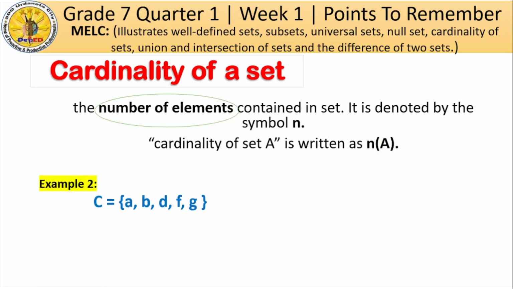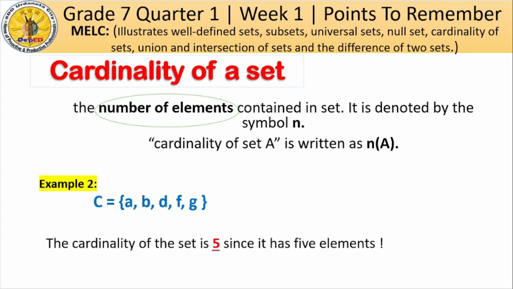Example number 2. Set C having the elements A, B, D, F, and G. Again, to find the cardinality of this set, we are after the number of elements. As we can see here, the cardinality of the set is 5 since it has 5 elements. It could be written in symbols like this and be read as the cardinality of set C is equal to 5.